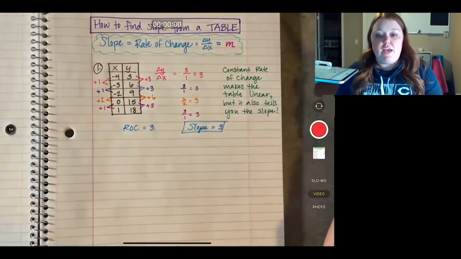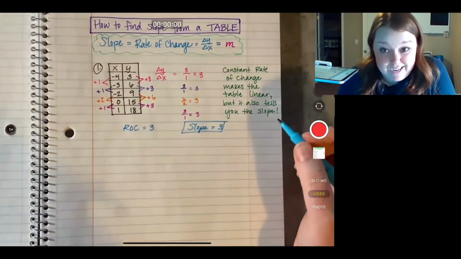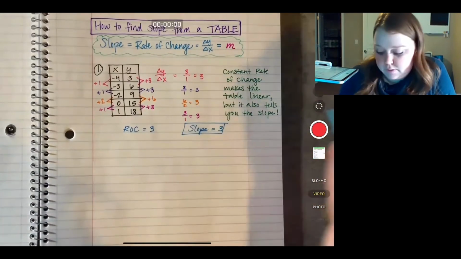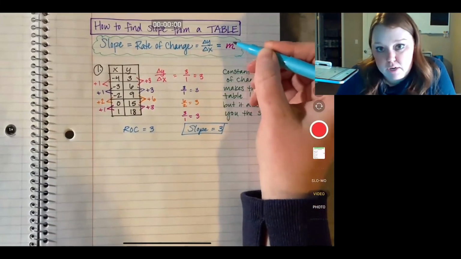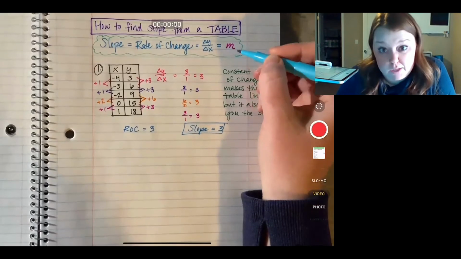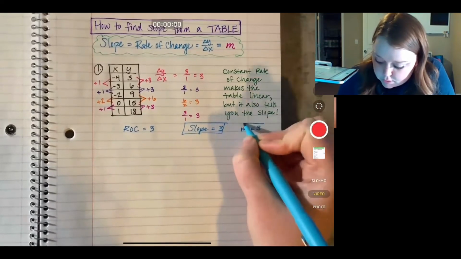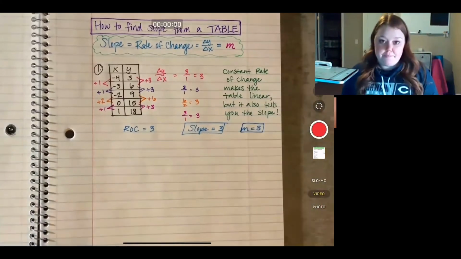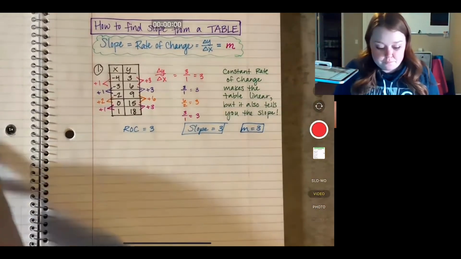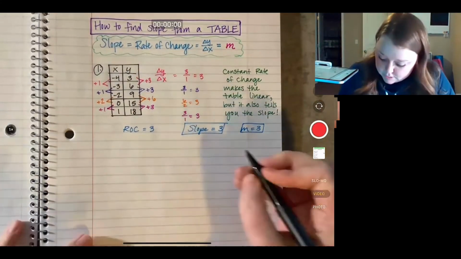Okay, and if you want to be super fancy today, instead of writing slope every single time, try and get in the habit of writing m, because that's what we're going to start using a lot. So you could say m equals 3 in this problem. Okay, so now we're going to do some practice.